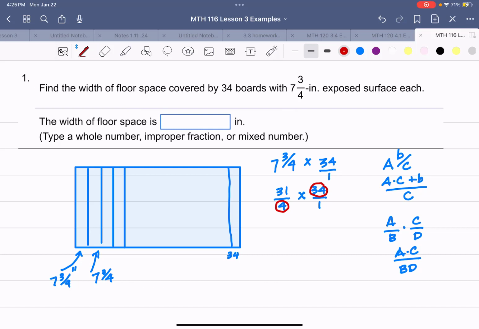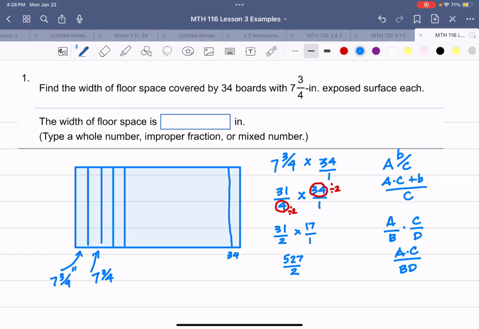So for example, I can divide this by 2 as long as I divide this by 2, one from the top and one from the bottom, and that's going to give me 31 over 2 times 17 over 1, and then 31 times 17 is 527 over 2.